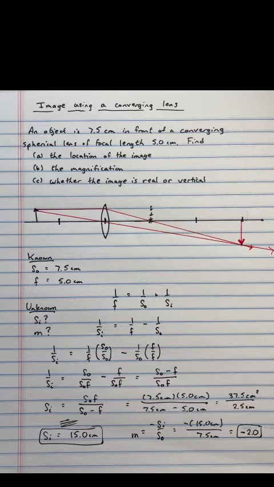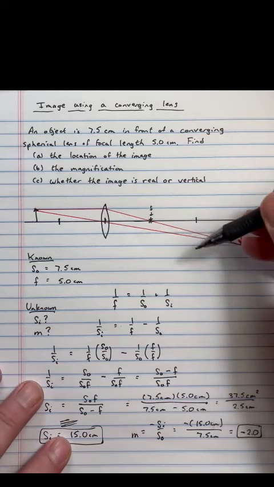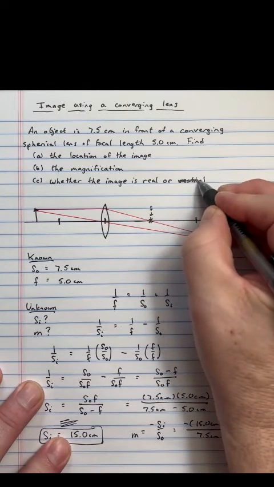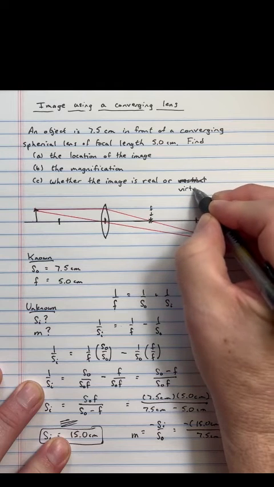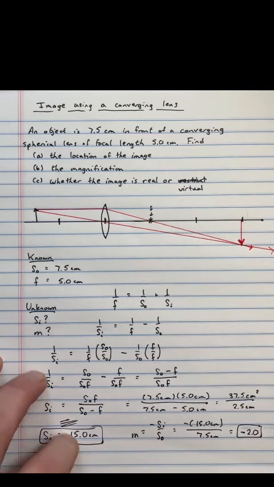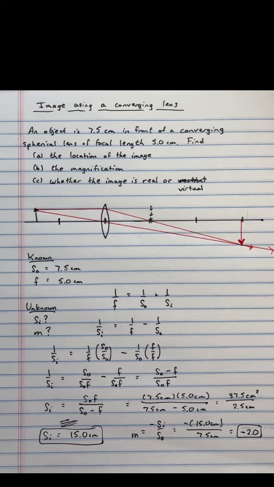All right. One last bit to talk about, and that was this last question: is the image real or virtual? Now, I don't know why it's gotten written that way. It should be virtual here. So image is real or virtual.